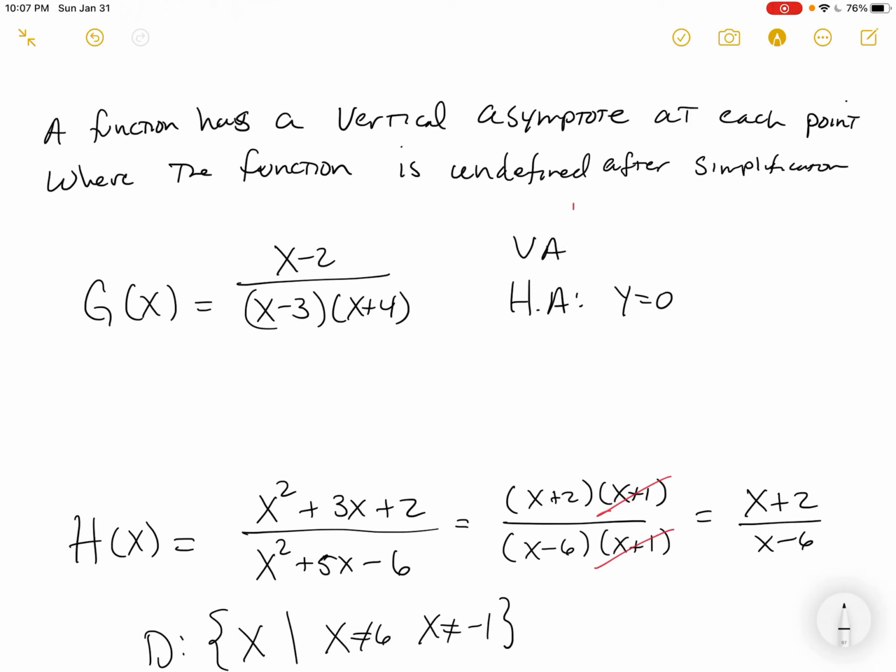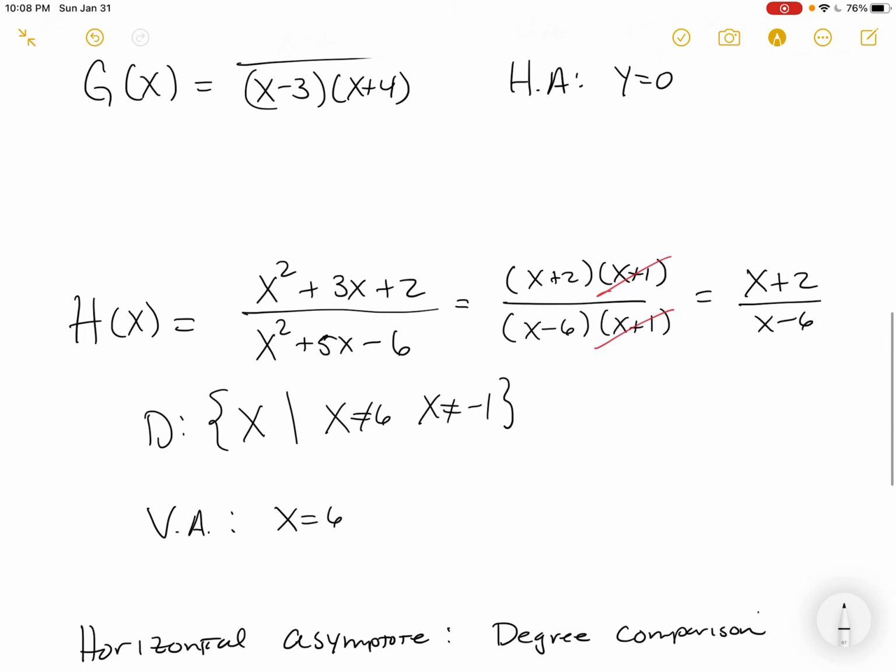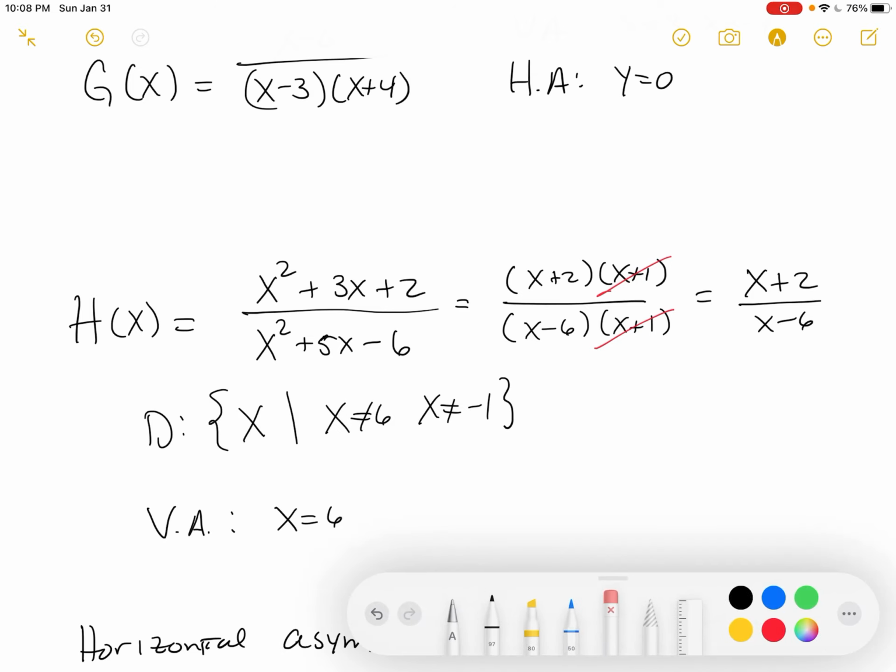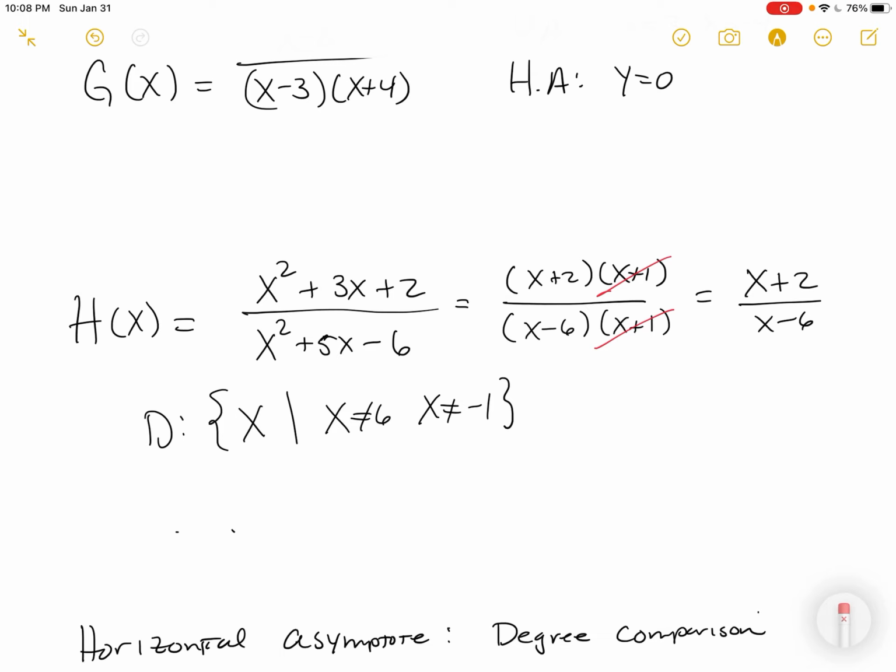Remember, it had vertical asymptotes of x equals 3, x equals negative 4, and a horizontal asymptote of y equals 0. Take a look at this guy. We know it has a vertical asymptote of x equals 6, but do a degree comparison. You can look at that degree at any stage you want. So you could look at that degree in the beginning, an x squared over an x squared. Degree 2, degree 2. The numerator is not less than the denominator. It's the same.